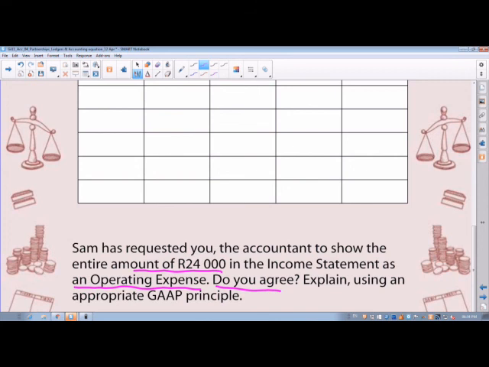Which 24,000 are they talking about? They're obviously talking about that insurance premium. Now remember, we just looked at the insurance premium. The entire premium amounted to 24,000. However, 20% of that, the 4,800, was obviously for Sam's personal use. That was drawings. Now, the question asks, do you agree to show the 24,000 as an operating expense? Operating meaning as a business expense. The answer, guys, is obviously no.